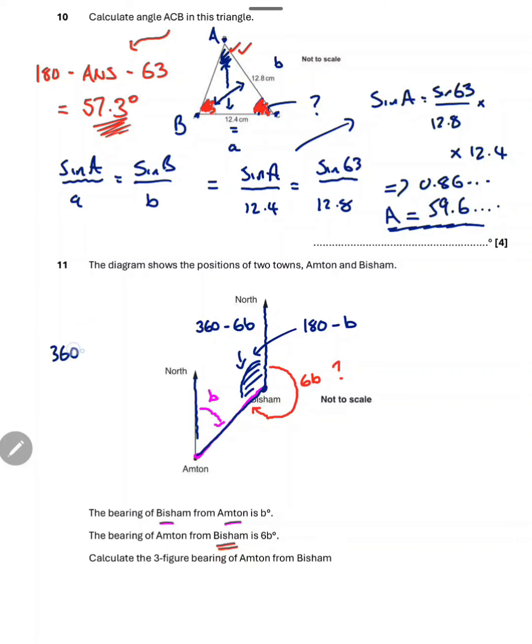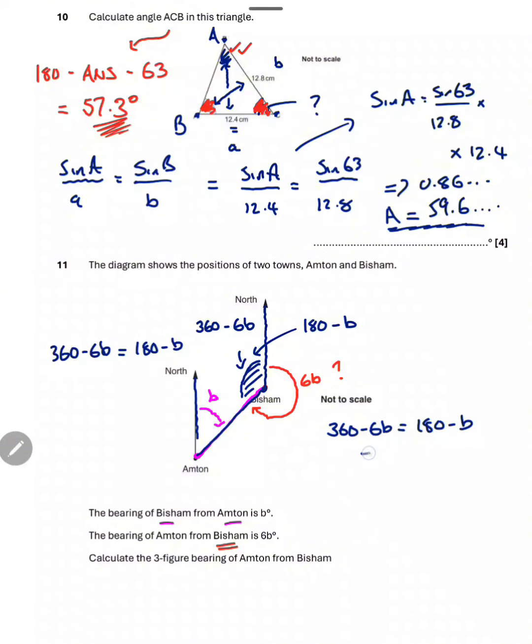It's 360 take 6b, and it's also 180 take b, and it's the same angle, so they're the same as each other. What we've created is an equation with b's on both sides. I'm just going to write it down here so I've got a bit more space. 360 take 6b is 180 take b.